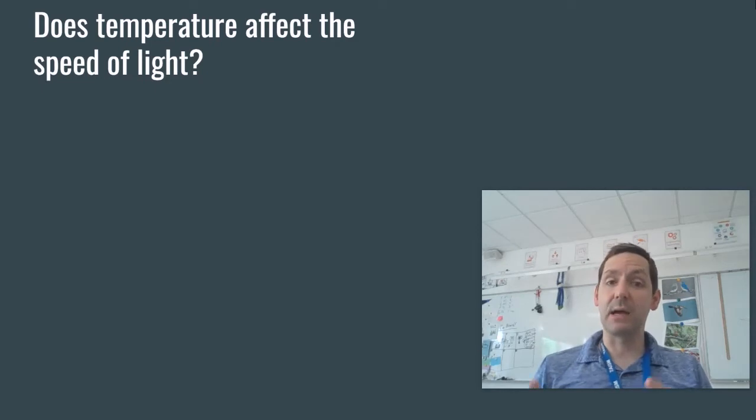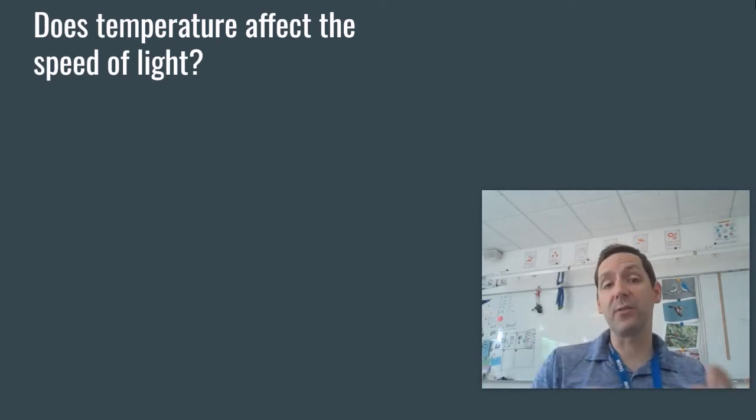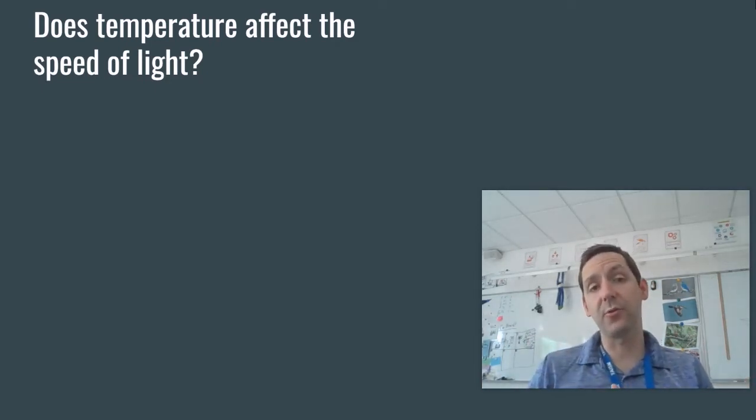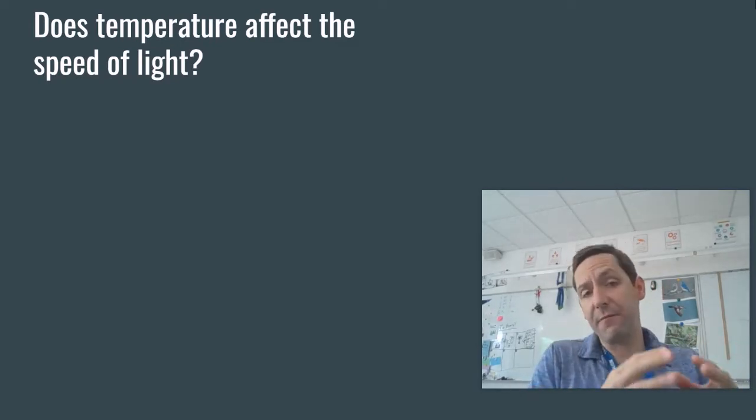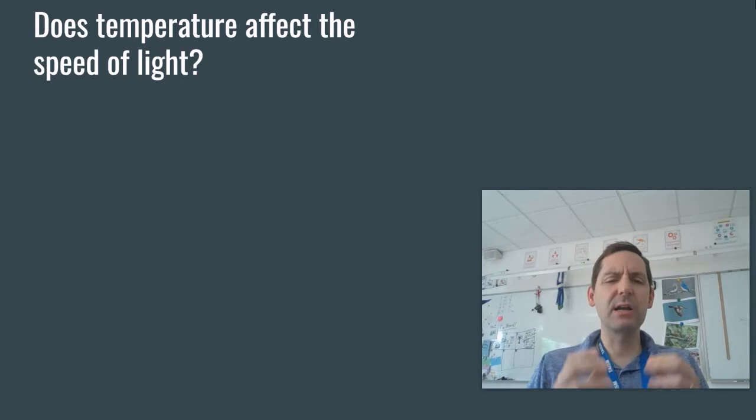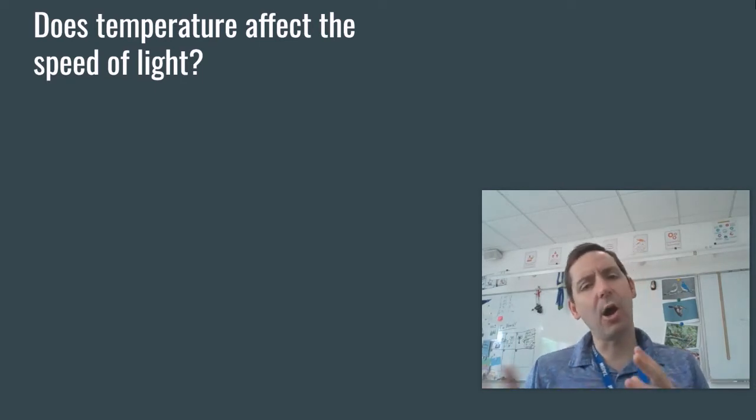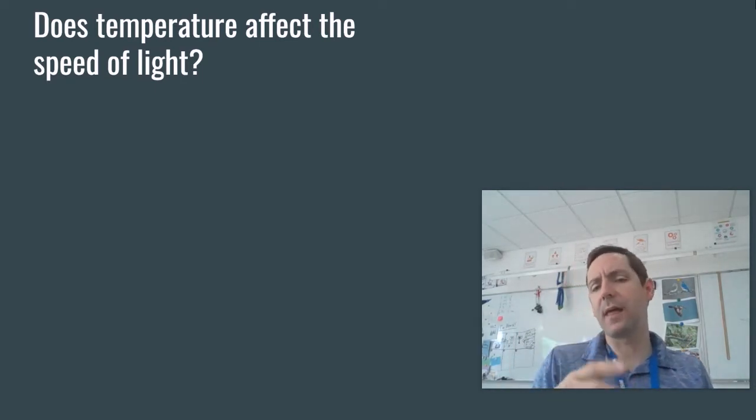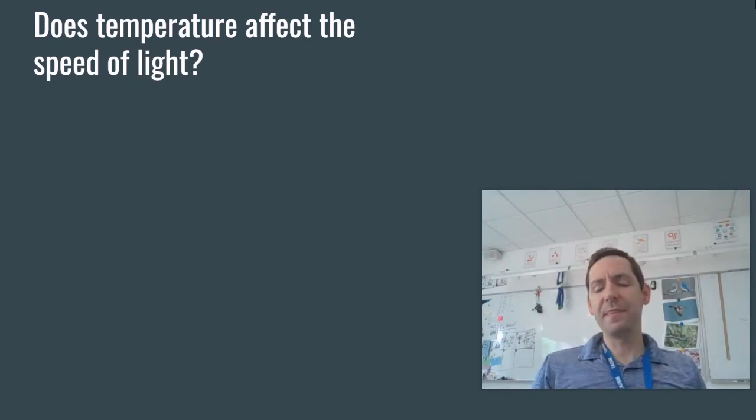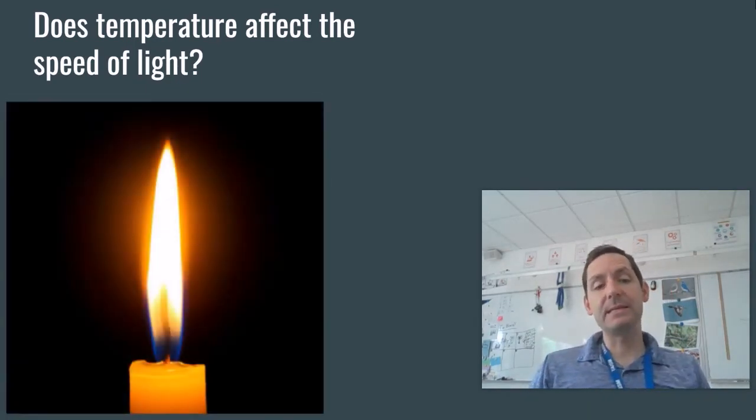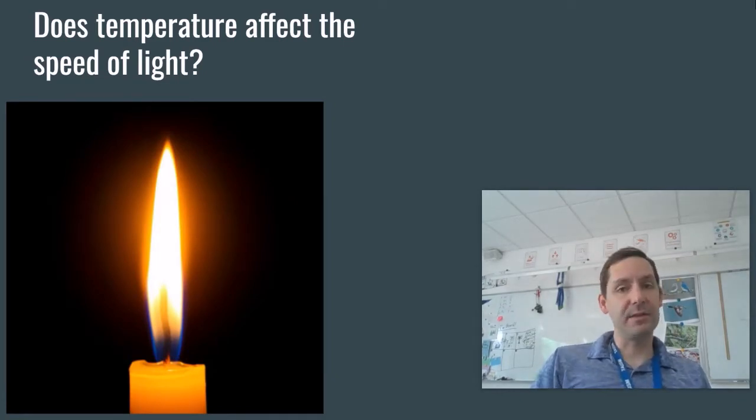Temperature might affect a medium if light is traveling through air, or if light's traveling through a solid or something like that, then it could affect that medium. But as far as the light is concerned, making it hotter or colder won't make the light travel faster or slower. All right. Now, one thing that does happen is that light can be affected by the temperature in this way.